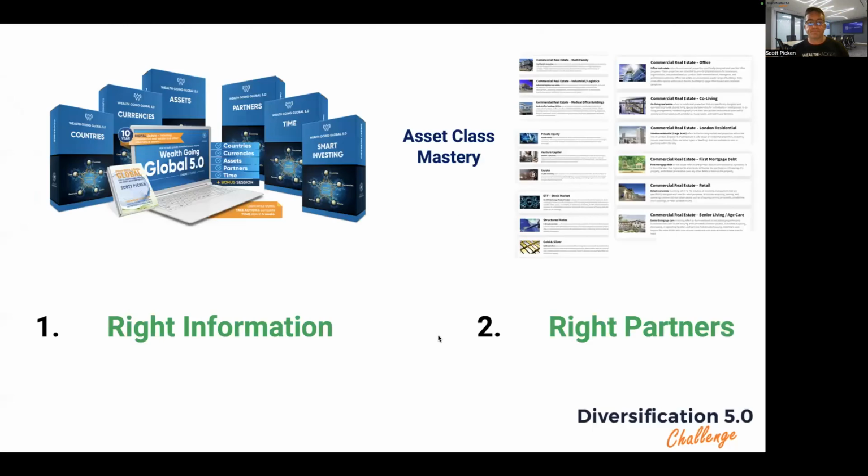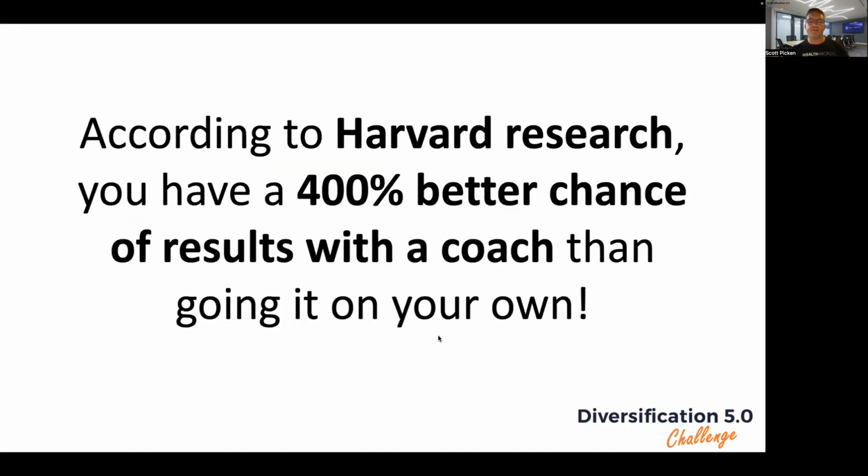So we fixed it. We've got the home study courses. If you want to go and do it yourself, you've got Wealth Going Global, the right information. You've got Asset Mastery, the right partners. But according to Harvard, you've got a 400% better chance if you've got a coach. 400% better chance if you've got a coach than doing it on your own.